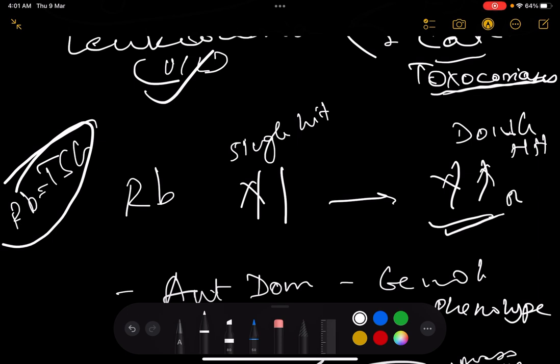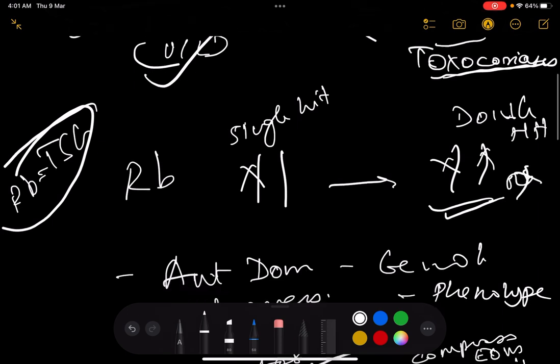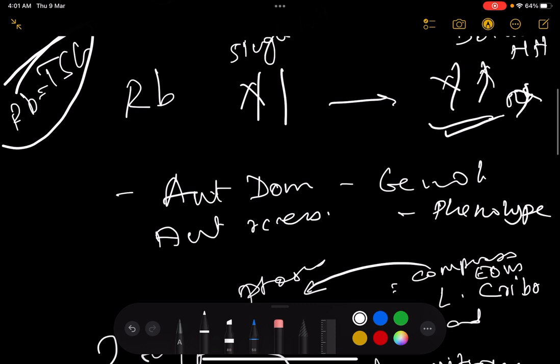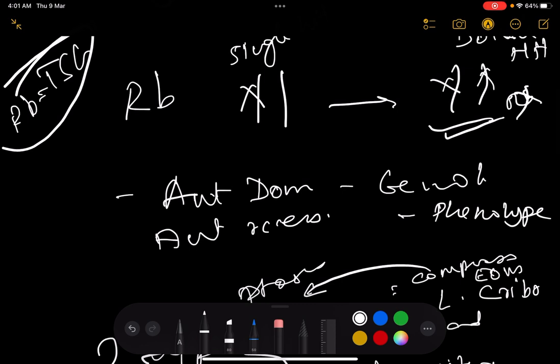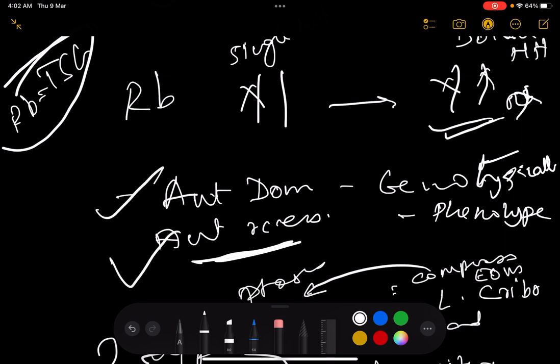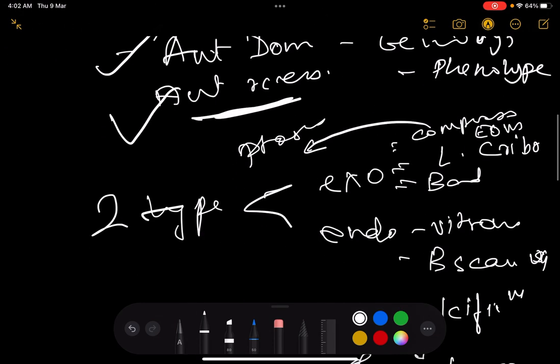That means both copies of the retinoblastoma gene must be absent from a person's body for that person to develop retinoblastoma. So genotypically this gene is autosomal dominant, and it comes as a question: is this gene autosomal dominant? Yes, it is autosomal dominant, but it is autosomal recessive when you talk about it phenotypically. That means both of the genes must show a defect for a person to develop retinoblastoma. So that is a very important point.